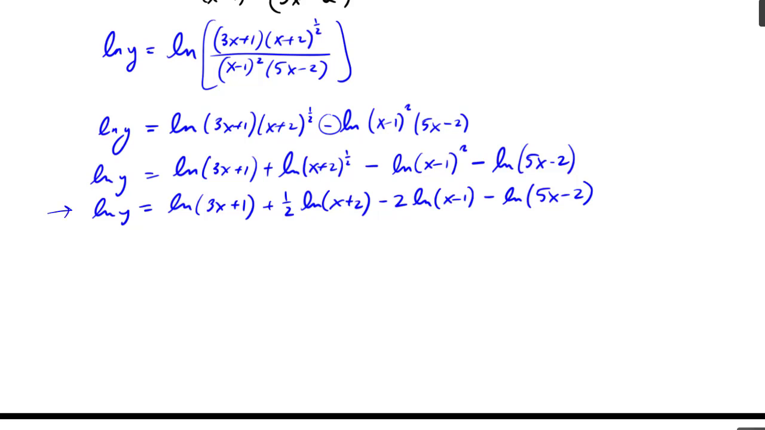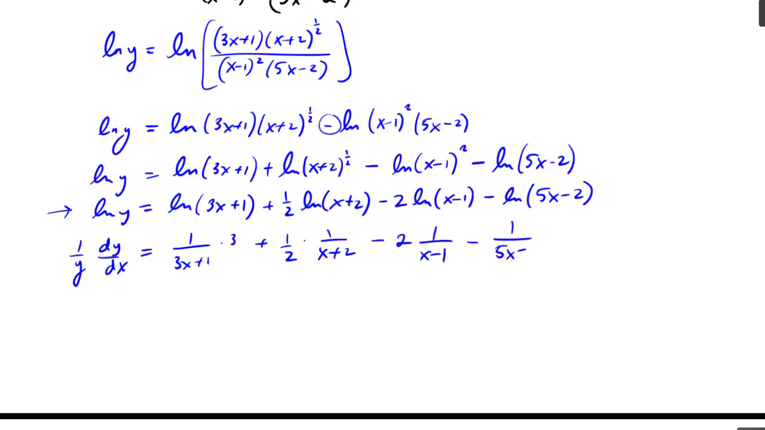So I do the derivative of ln y, I get 1 over y dy dx. And now when I take the derivative of ln 3x plus 1, I get 1 over 3x plus 1 times 3, chain rule, plus 1/2 times 1 over x plus 2 times 1, minus 2, 1 over x minus 1, minus 1 over 5x minus 2 times 5.